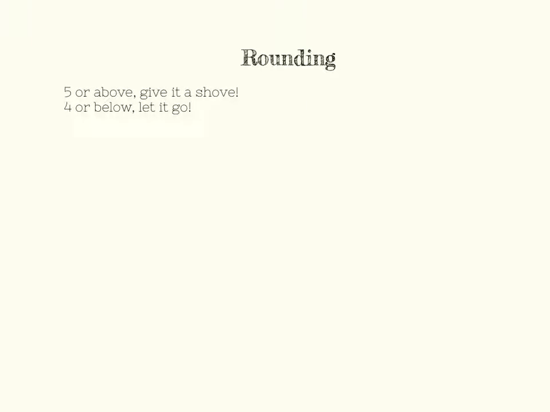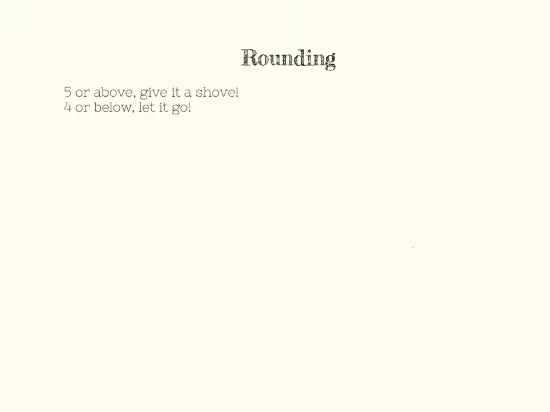Today we are going to talk about rounding. Rounding is when we take numbers and, depending on which place we're rounding to, get them as close as we can to that place value. There's a rounding rhyme that goes like this: 5 or above, give it a shove. 4 or below, let it go.